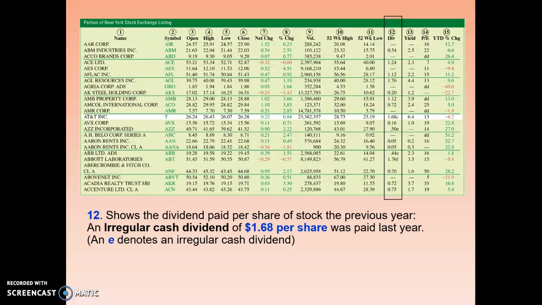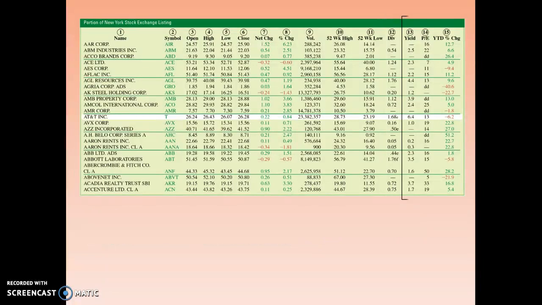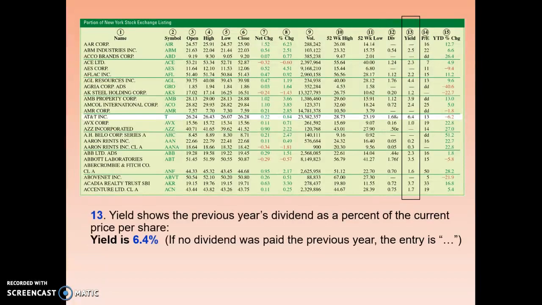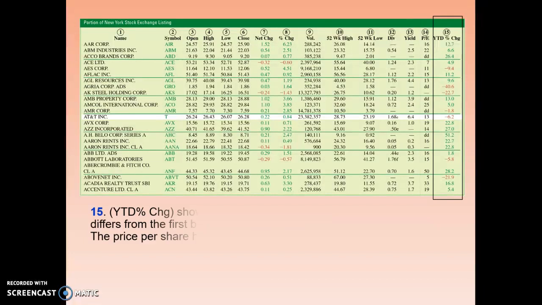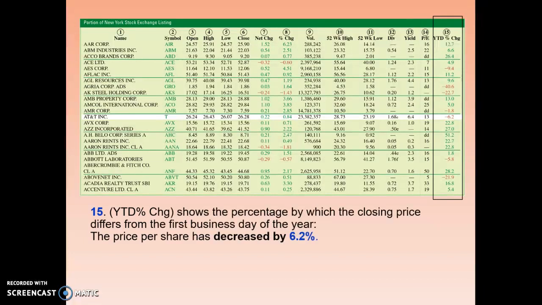The dividend shows the dividend paid per share of stock the previous year. So in a regular cash dividend, $1.68 per share was paid last year, so that E denotes an irregular cash dividend. Your yield shows the previous year's dividend as a percent of the current price per share. Your PE, your price ratio. And then lastly, your year-to-date percent change.